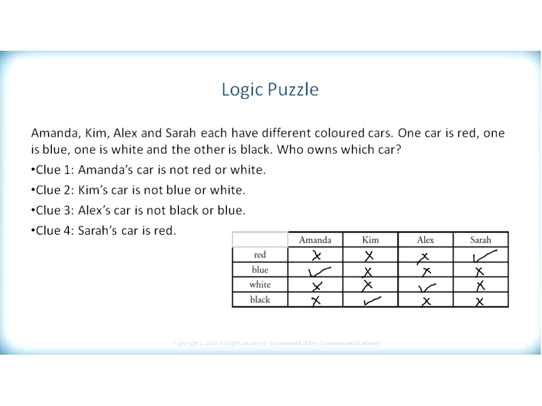So we could say Amanda has the blue car. Kim has the black car. Alex has the white car. And finally, Sarah has the red car. Now this was a fairly short logic puzzle with a very small logic organizer.